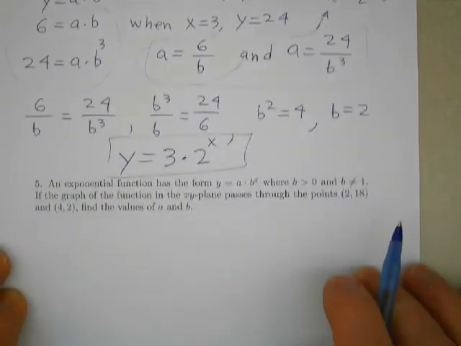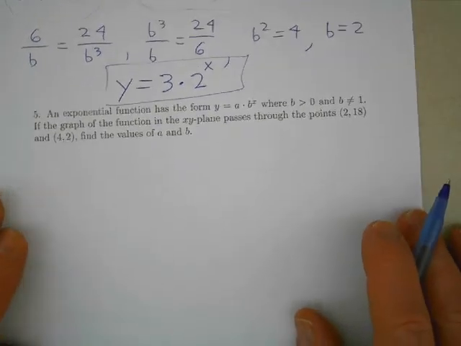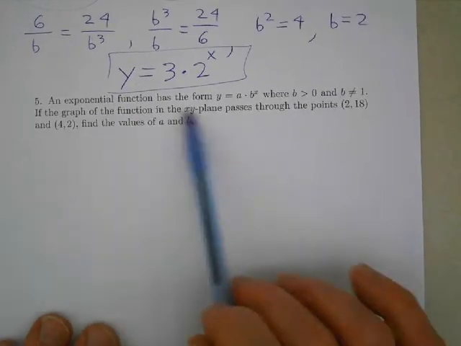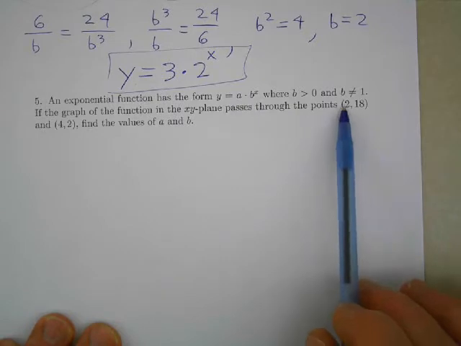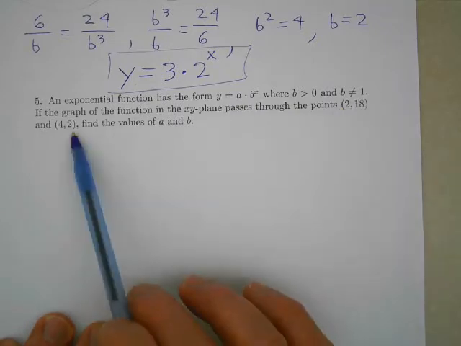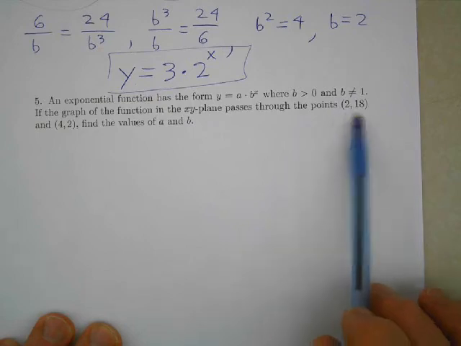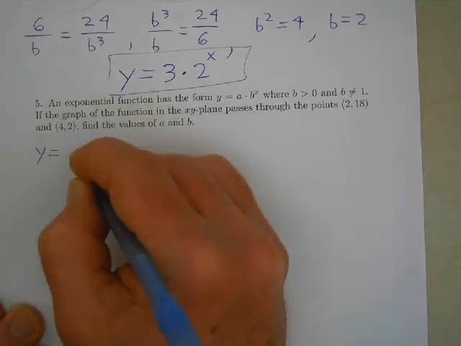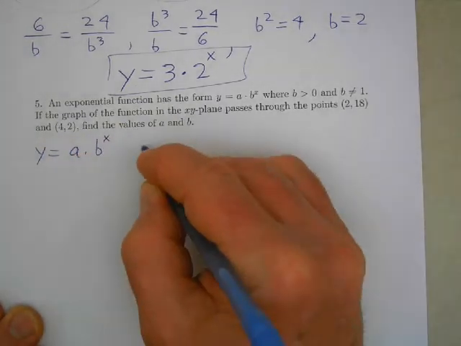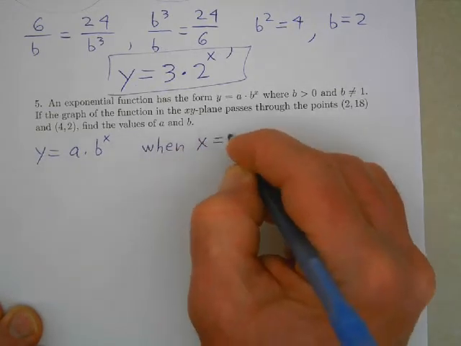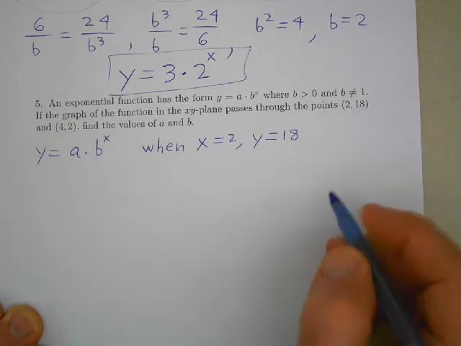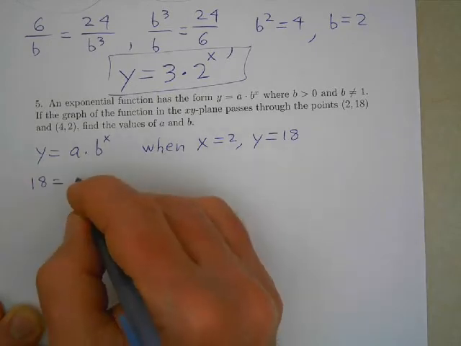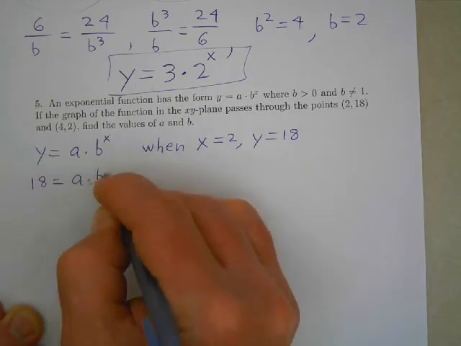And then in part 5, a similar type of exercise, but this time we have an exponentially decreasing function. So y equals a times b to the x, b is greater than 0, but b is not equal to 1. And the graph of this function passes through the points (2, 18) and (4, 2). Okay, so y equals a times b to the x again, but this time when x is 2, y is 18. So we can replace y with 18 and x with 2. So we get 18 equals a times b to the second.